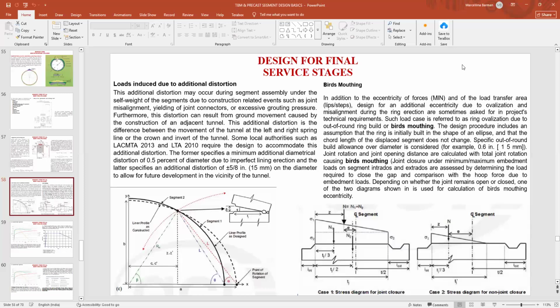You cannot remove that part of the segment. So it is preferable that you check this bird's mouthing, your joint closure, or any misalignment of the segment before you put the segment into the tunnel.